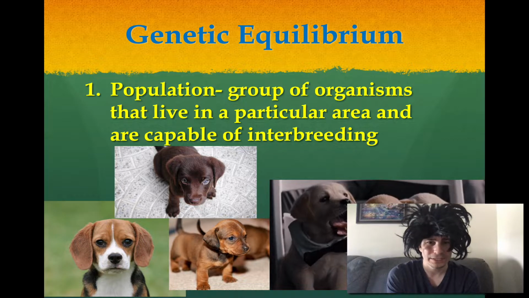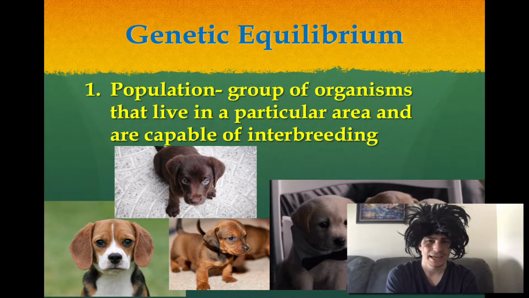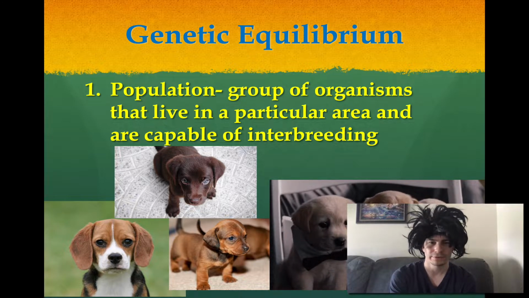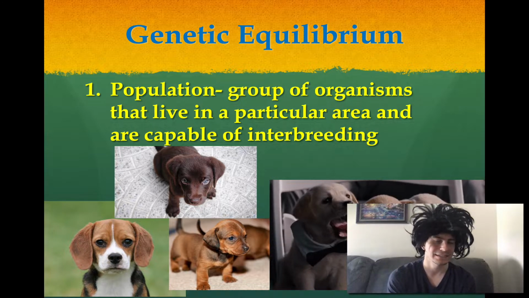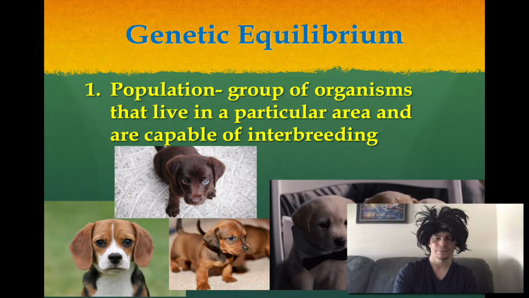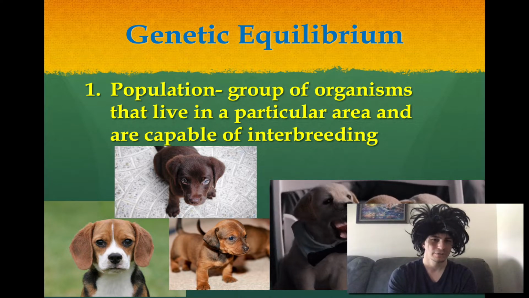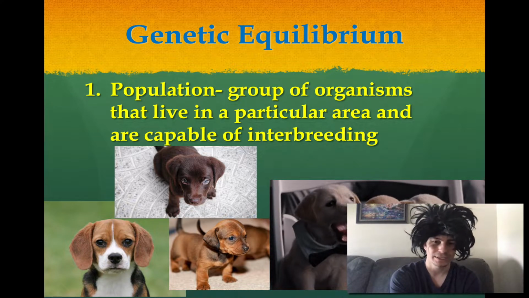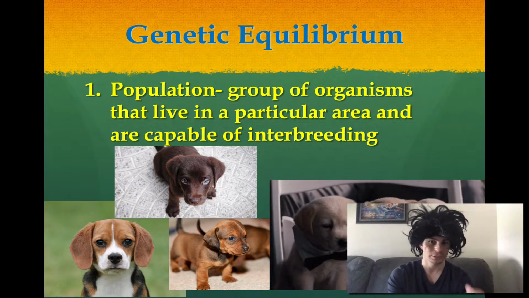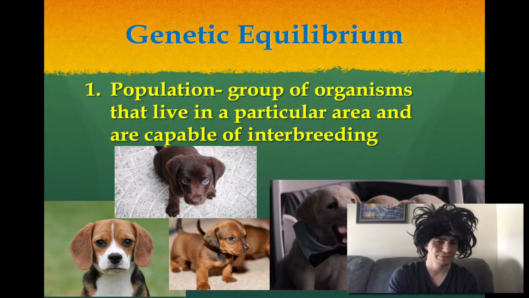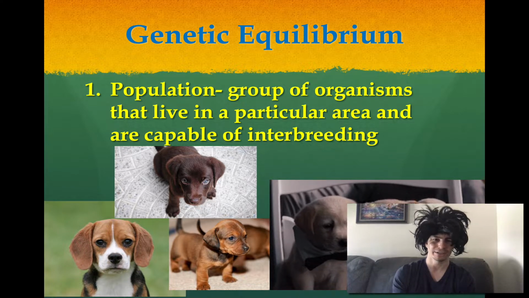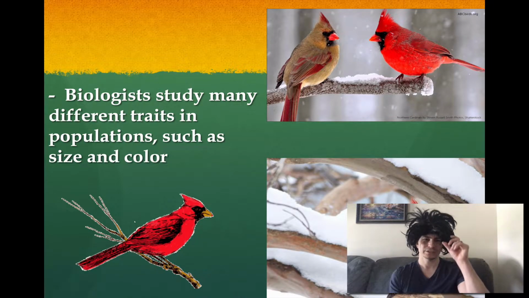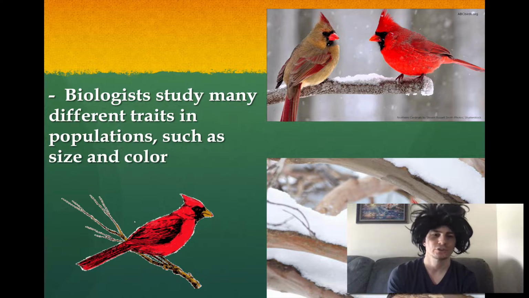So a population is a group of organisms that live in a particular area, so they got to be able to contact one another, but they're capable of interbreeding. What that means is it's not inbreeding, guys, okay? They're capable of producing fertile offspring through reproduction. All these different dogs here, they're all different breeds of dogs. They're all dogs, but they have all different characteristics, but they're all capable of interbreeding together and making offspring.